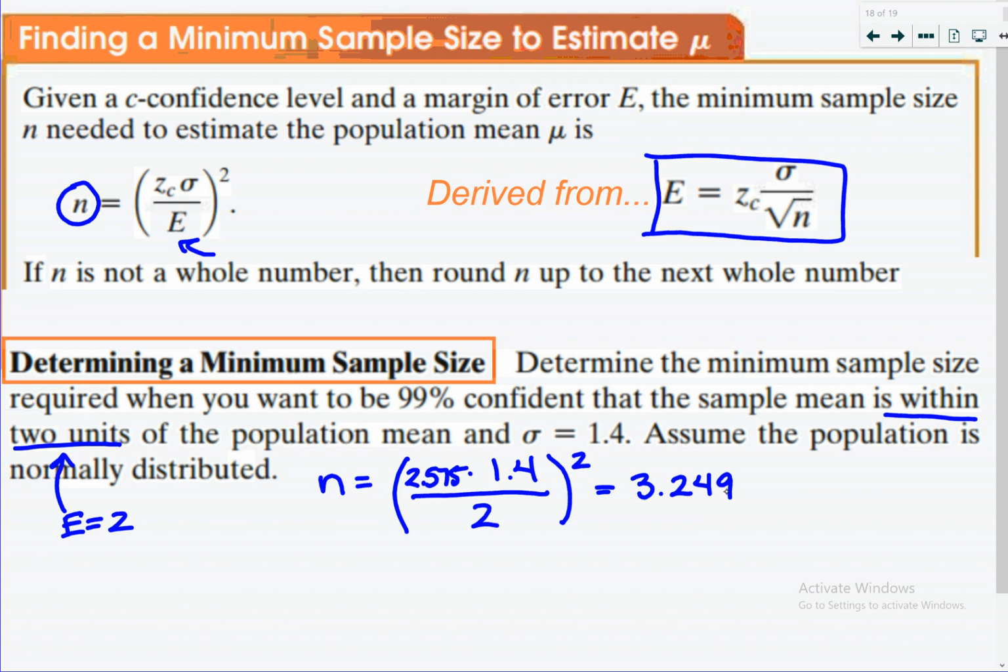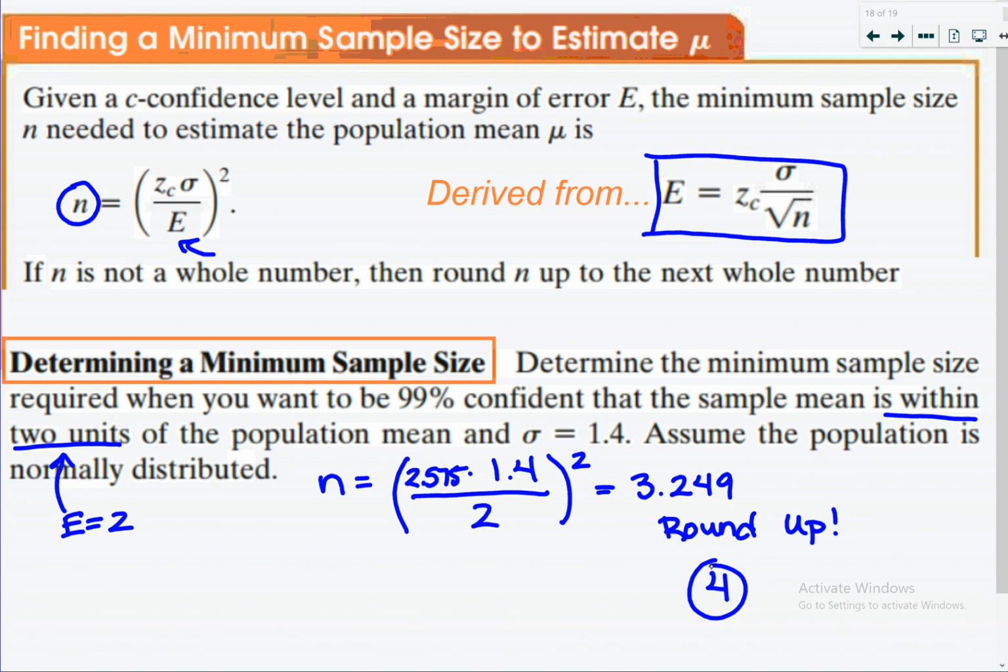Whatever number you get here, n has to be a whole number of data values, so we will always round up. We don't round to the nearest because remember this is a minimum that we need. If we round down, we don't have enough. Even if it was 3.00001, we would round up to ensure we have enough data values. So my answer here would be 4 for n. It actually ends up being a pretty small number. Okay. And that is 6-1.